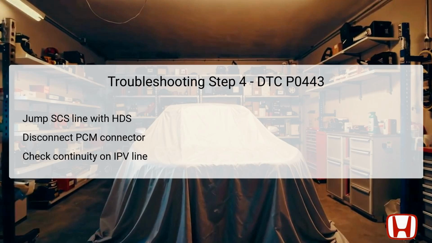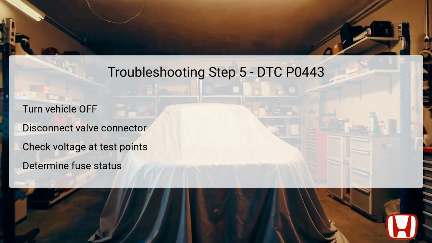If continuity is present, it indicates a potential wiring fault causing a short in the IPV line. In such a case, corrective actions should be taken to repair the short. If continuity is not detected, the IPV wire remains intact, suggesting more exploration into whether the DTC is tied to the PCM itself.